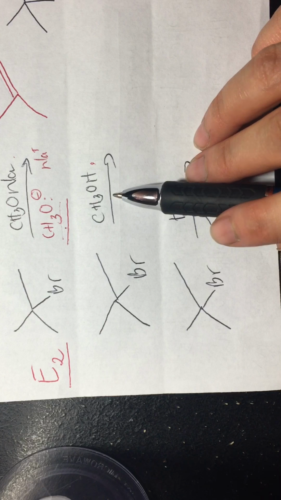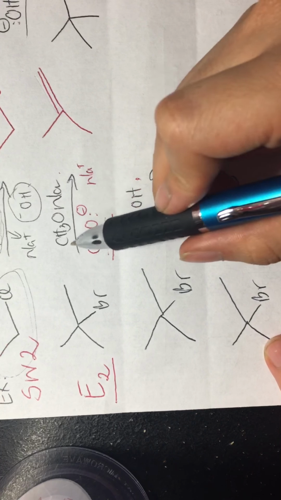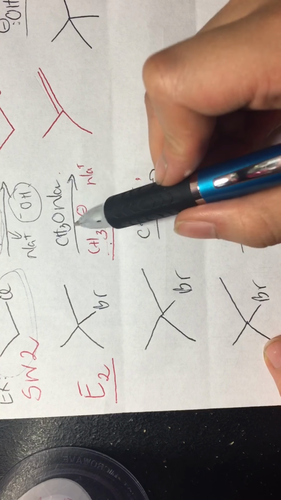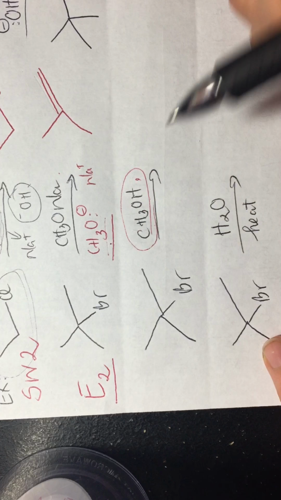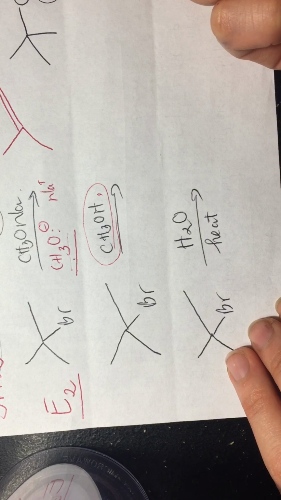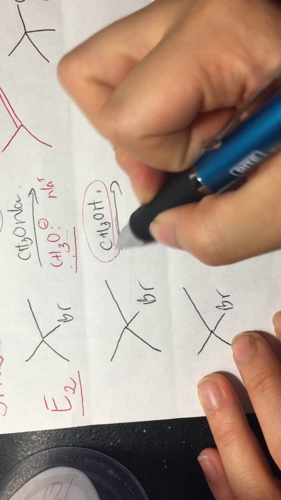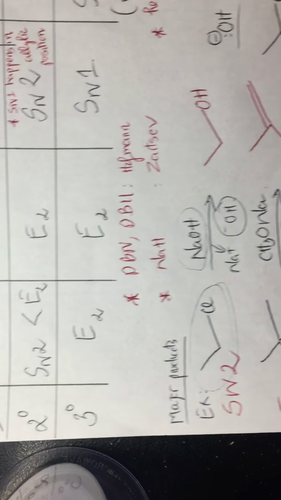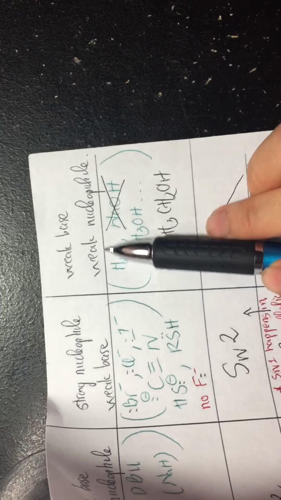CH3OH. So this is not an ionic compound. Don't confuse it with CH3O-Na or CH3O- here. Don't confuse this with this. This is not an ionic compound. It never dissociates in water, so it's not going to separate or split. So it keeps like this. So this is a weak base and a weak nucleophile.